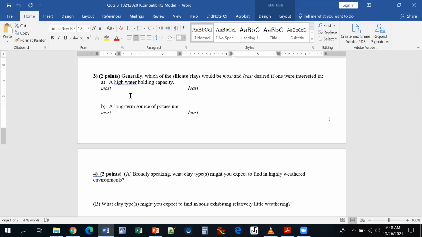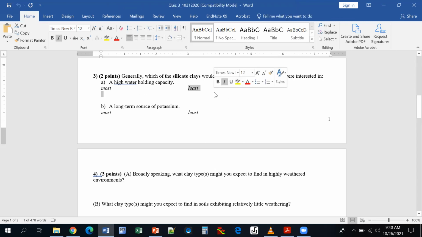So I accepted a wide range of answers. If you just said expansive 2-to-1, that's accurate. If you just said expanding clays, that's accurate. So a wide range of answers there. And then the least then would be anything on the far right of that cartoon that we looked at. So the oxides or the 1-to-1 clays, kaolinite, those would all be acceptable answers.